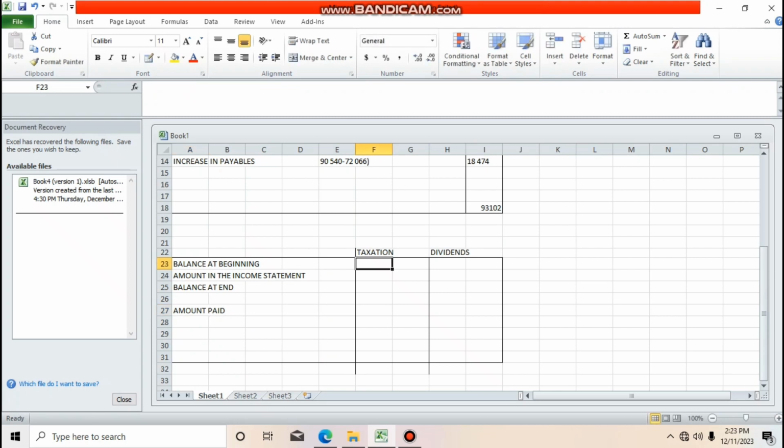Okay, so the balance at the beginning always is indicated inside the brackets. The balance at the beginning must be indicated inside the brackets. Same applies to the amount as per income statement, which must be indicated inside the brackets. Also, the amount paid is going to be inside the bracket. Okay, so let's deal with the balance at the beginning for taxation.